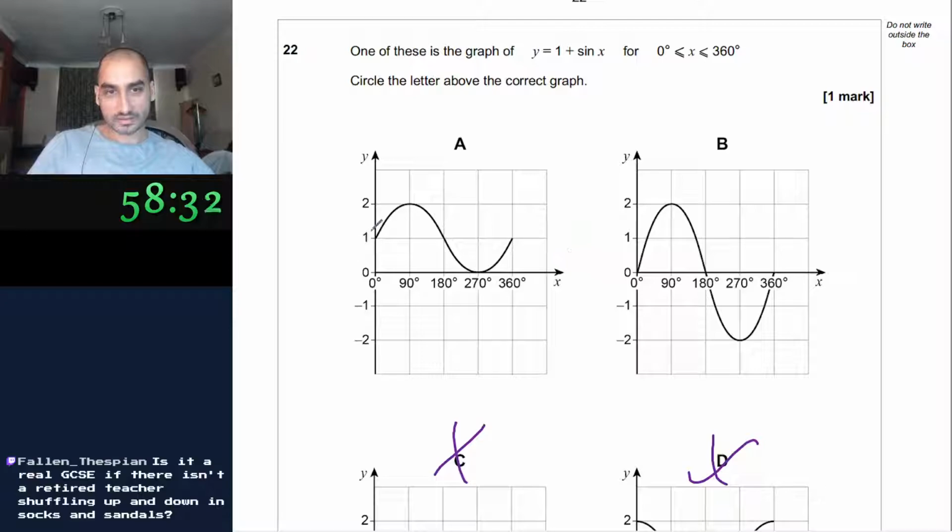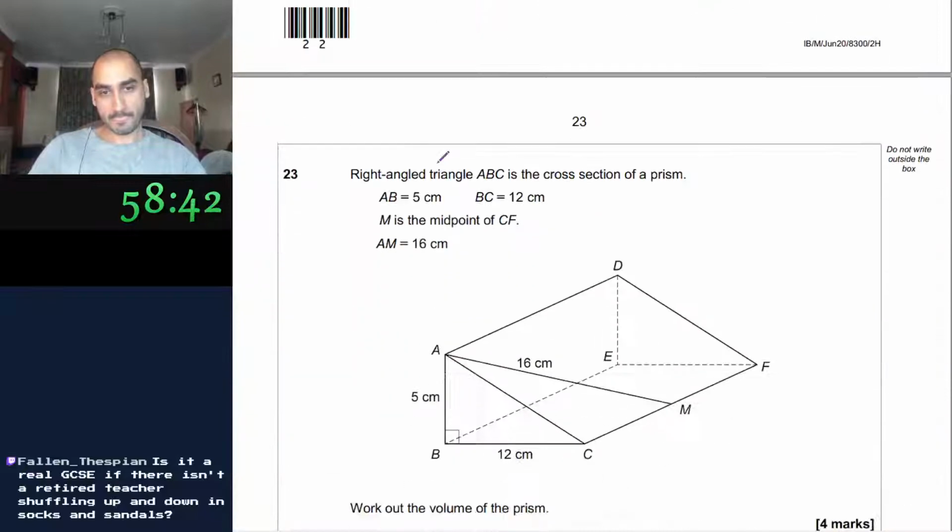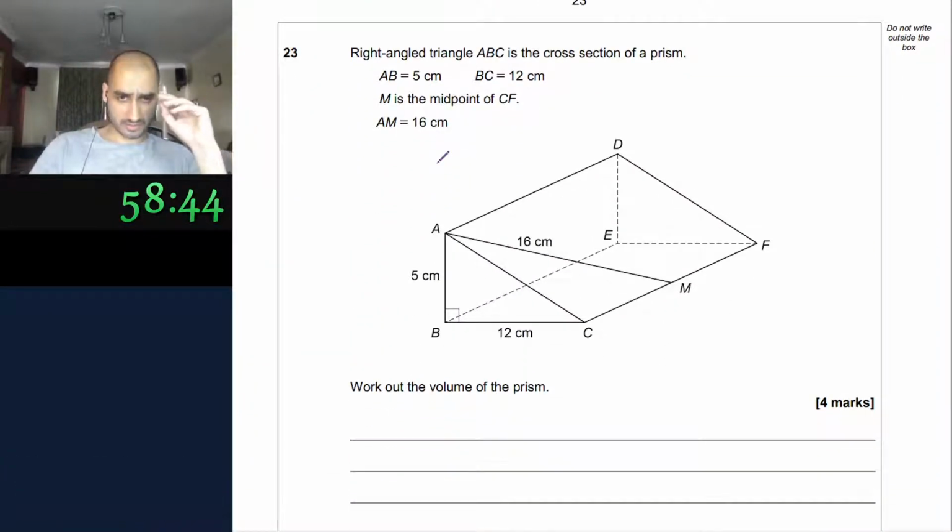So it's this one, isn't it? It's sine x, you add 1, shift it up by 1. Right angle triangle ABC is the cross section. They have quite a lot of geometry stuff in this. Cross-section of a prism. M is the midpoint of CF. AM equals 16. Work out the volume of the prism.